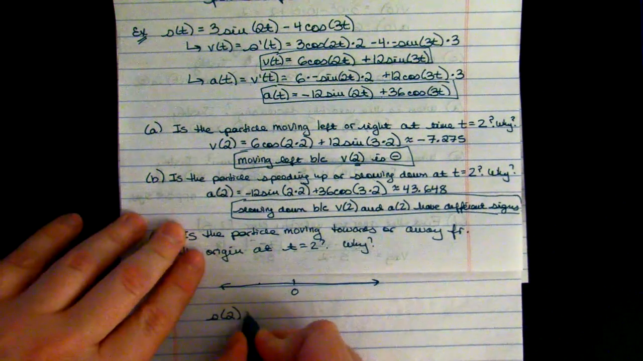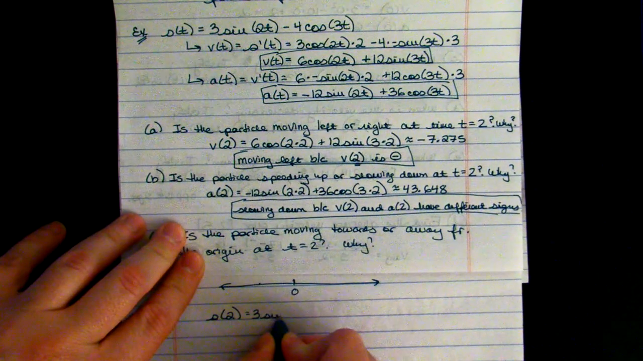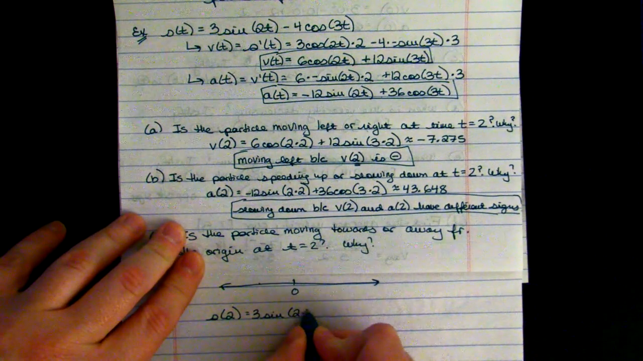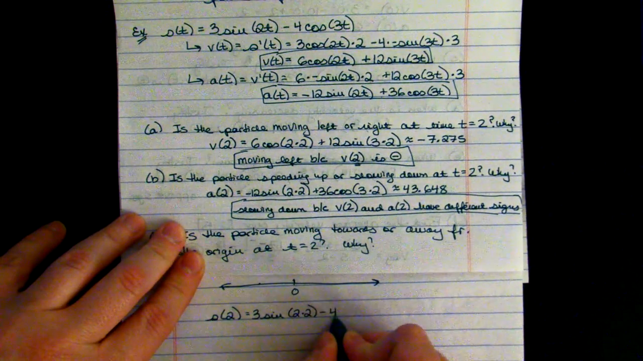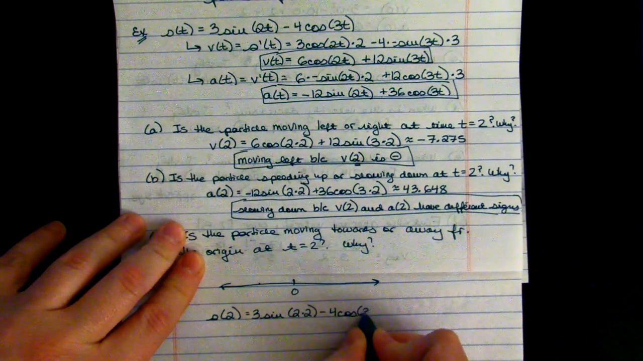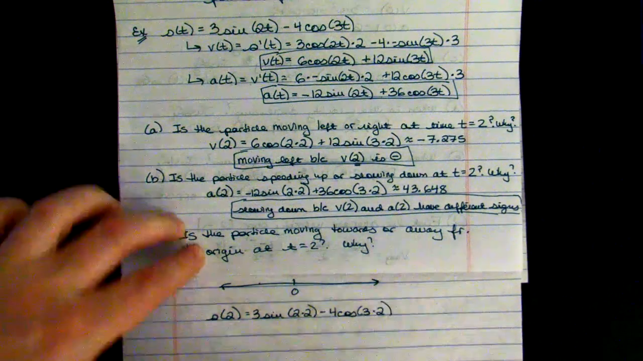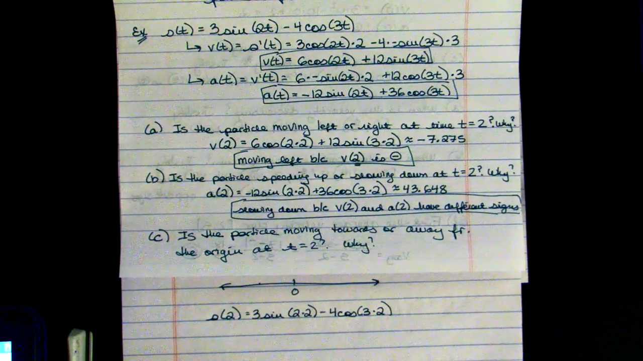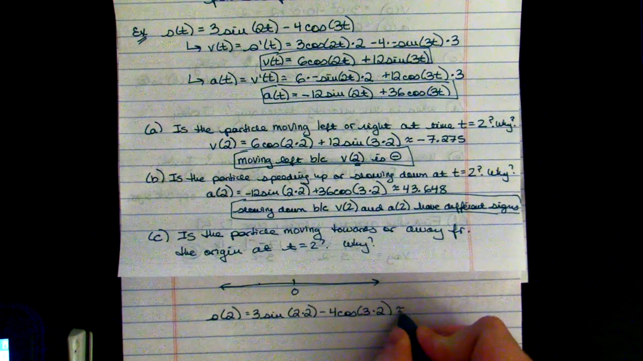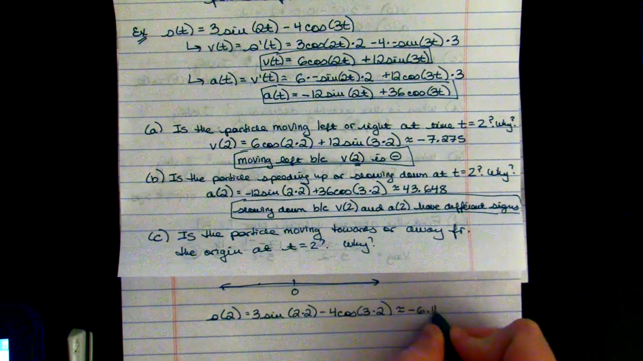Let's see. This is going to be 3 times the sine of 2 times 2 minus 4 times the cosine of 3 times 2. So 3 sine 4, rather, minus 4 cosine 6. Getting negative 6.111.